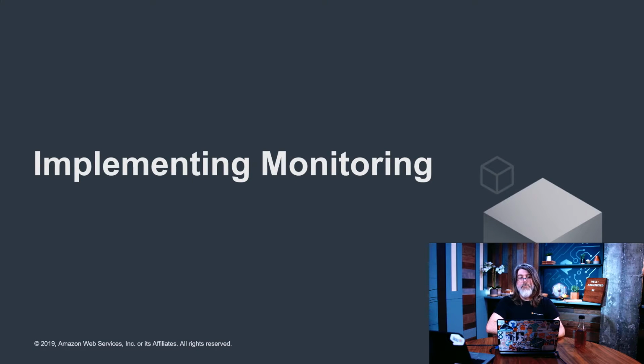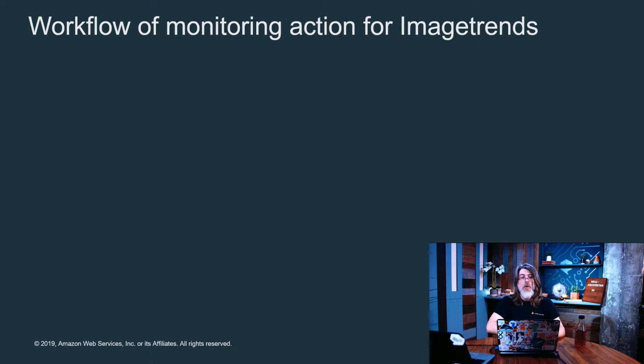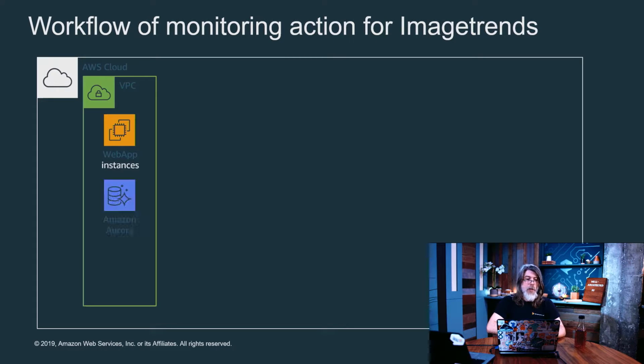Implementing monitoring. So we're going to look at our application called Imagetrends, and we're going to implement monitoring on it. Let's see where we start. Okay, so we have an application that lives in a VPC. We have a web application that tells you the attributes of your image. A picture is worth 1,000 words, and with Imagetrends, we give you a specific score.